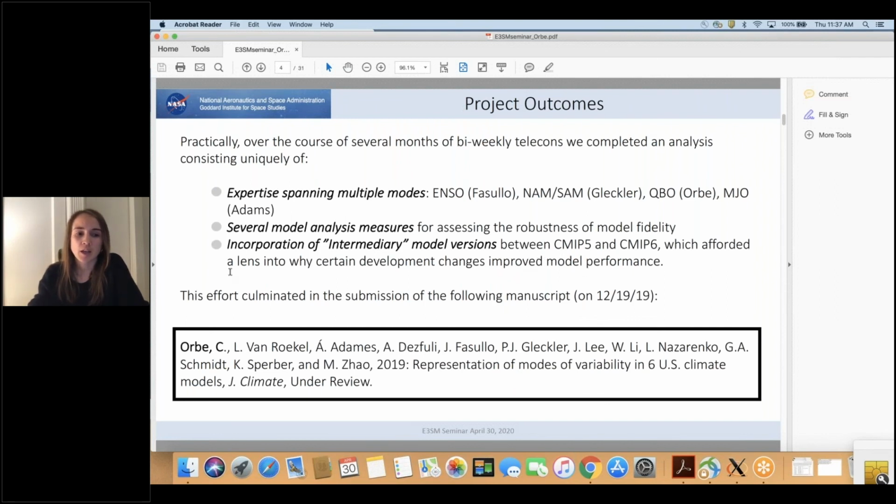As Luke indicated, these results have been submitted in this paper right here, which is currently under review. We've submitted revisions and likely we'll hear back within the next few weeks or month.